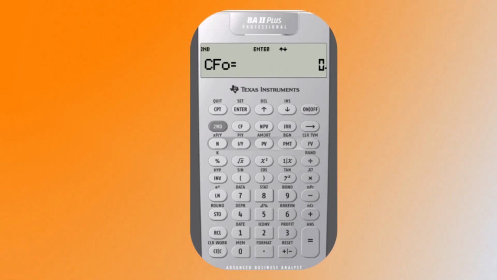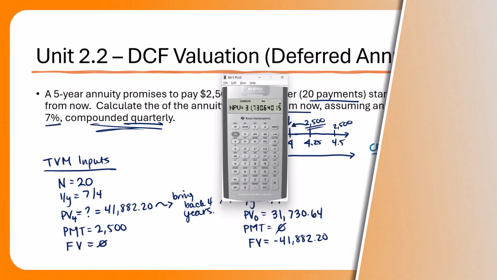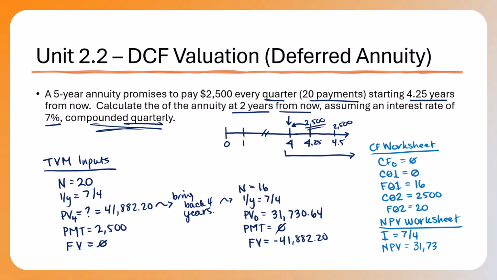We'll go into that worksheet, we'll clear it out, arrow down to the time 1 cash flow, we'll enter 0, arrow down to the frequency, change that to 16, arrow down to the next cash flow, type 2,500, arrow down to the frequency, change that to 20. We'll go into the NPV, type 1.75, that's the 7 divided by 4, hit enter and compute the present value. Look at that, that's the exact same answer, 31,730.64.